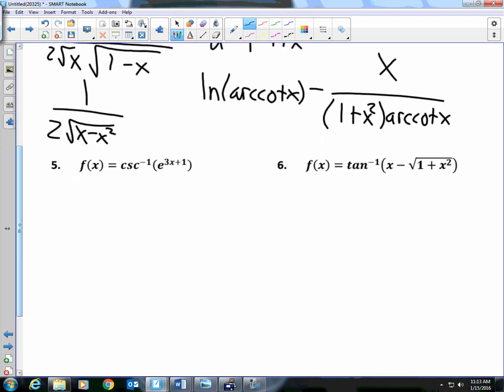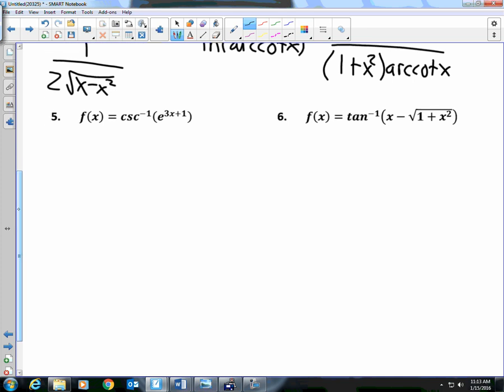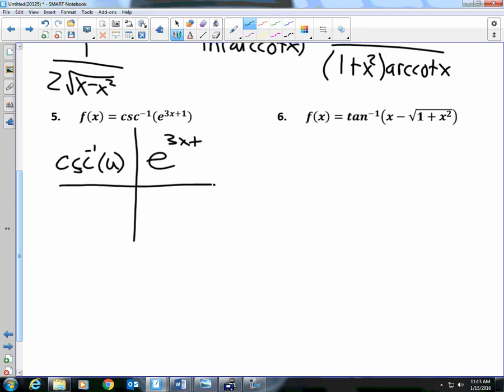Okay, we'll just set this one up. We've got a minute before the bell rings here. What rule do we start with? Chain. What's the outside? Arc cosecant. So we've got arc cosecant of u, and the inside is e to the 3x plus 1.